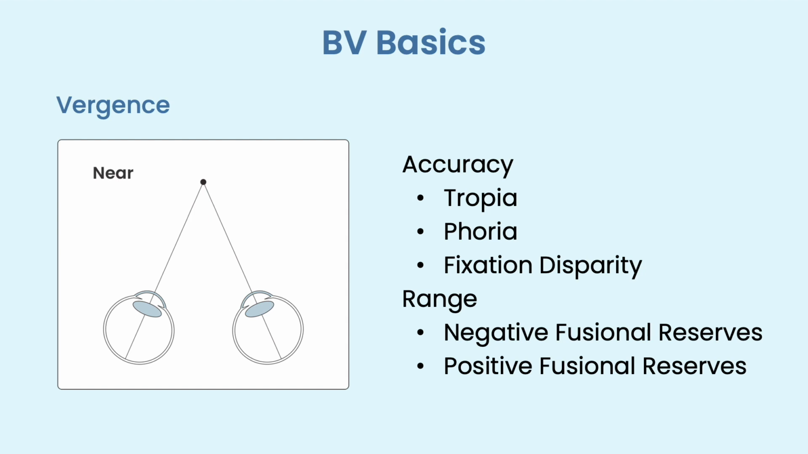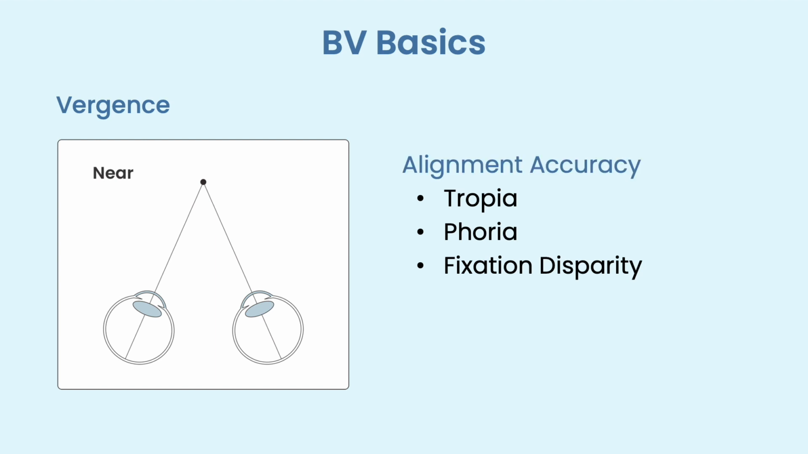To do a basic vergence assessment, we measure the accuracy and the range. And when we assess vergence accuracy, we look for the presence of any tropias, phorias, or fixation disparities. If a patient walks in with an apparent squint, it is easy to see that there is a tropia. But if not, a quick cover test will tell us whether there is any misalignment and whether that misalignment is a tropia or a phoria.